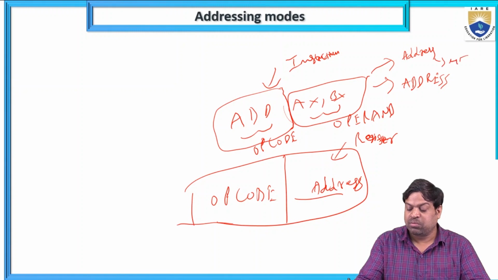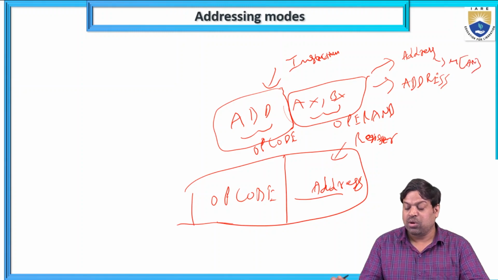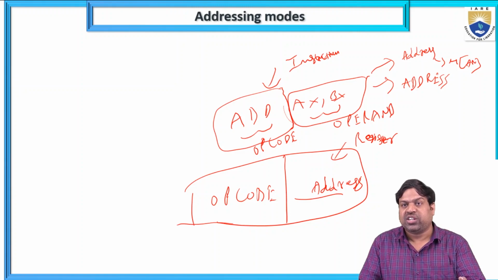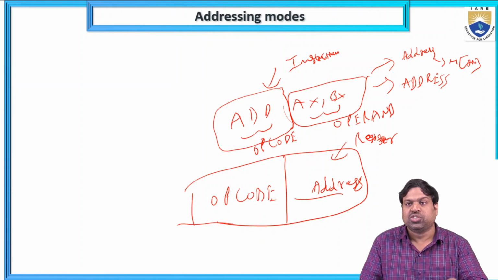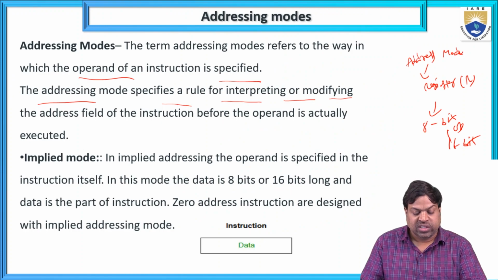What does address mean? MAR, that is the memory address register. So maybe I have to change the address. Is it possible? Yes, it is possible to change the address. So this addressing mode specifies interpreting or modifying the address field of the instruction before the operand is actually executed. So what is the original address of the instruction? What is the editing, specifying or changing of the address?